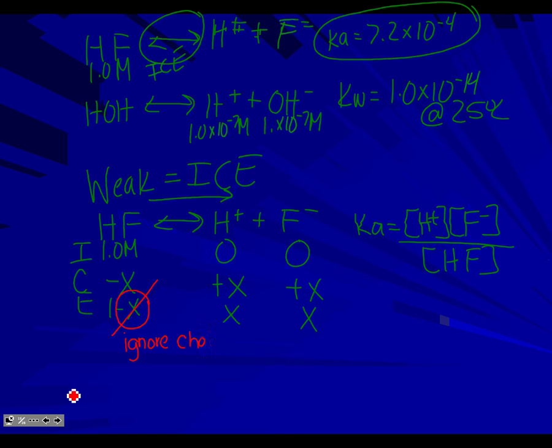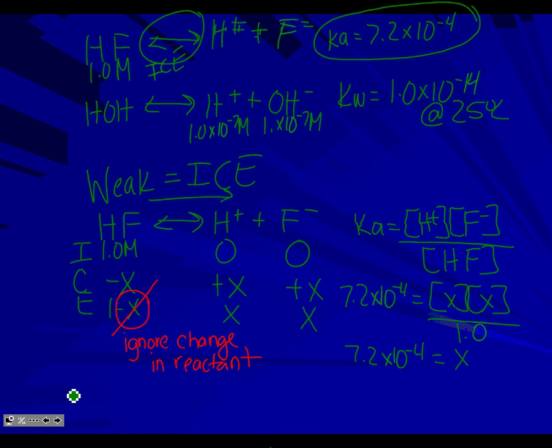Ignore change in reactant. So now plugging in, 7.2 times 10 to the negative fourth equals, on top they'll both be x's, and on the bottom we'll have 1 because we're ignoring the change. So making this simplified, we have 7.2 times 10 to the negative fourth equals x squared.